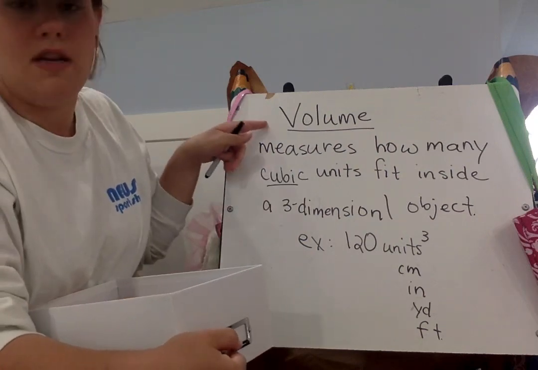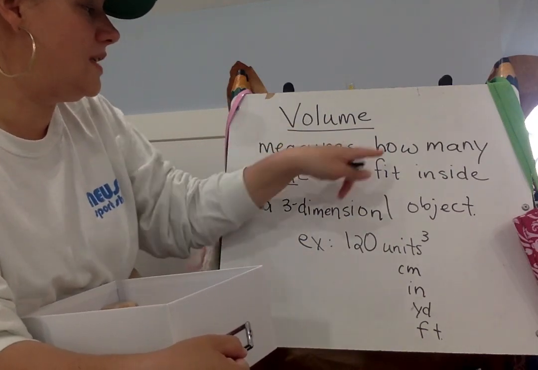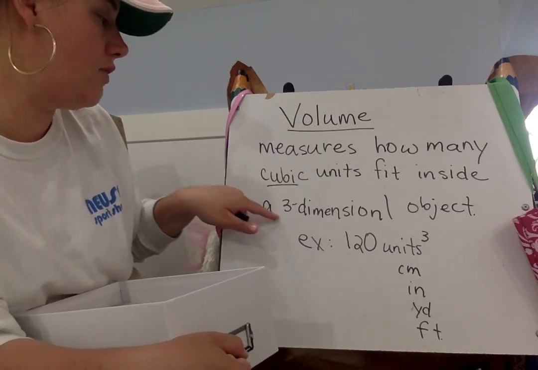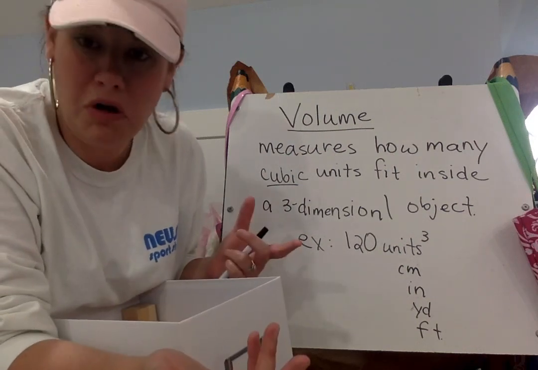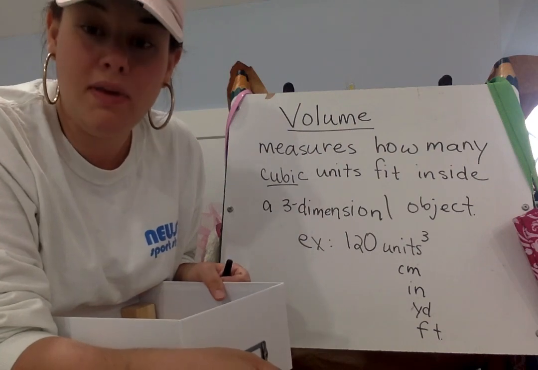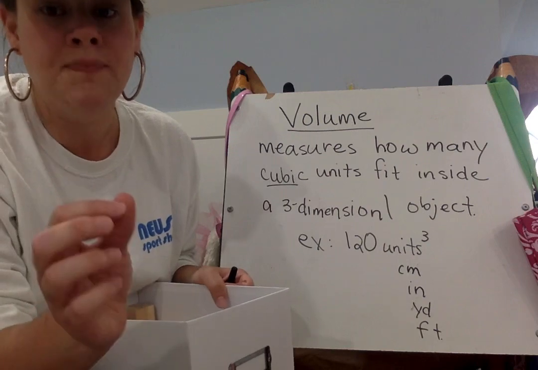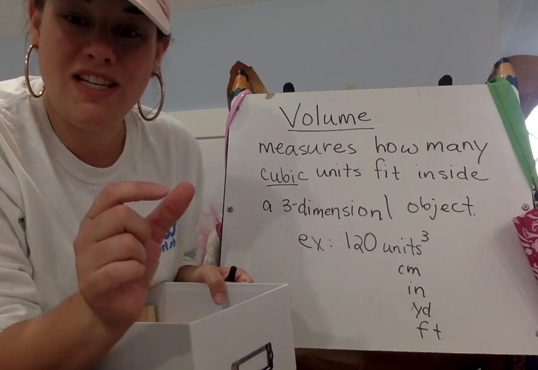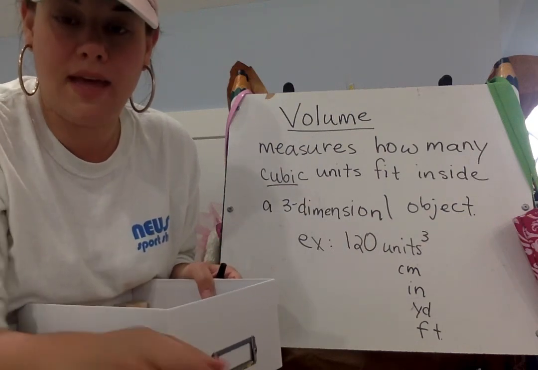So let's look. The definition of volume is that it's a measurement of how many cubic units fit inside a three-dimensional object, okay? Cubic units. What are cubic units? You may never have heard that term before. Cubic units are kind of like the term that we've used for area, square units. When you find the area of a flat figure, you're figuring out how many squares of a certain size you can fit inside of a shape, okay?